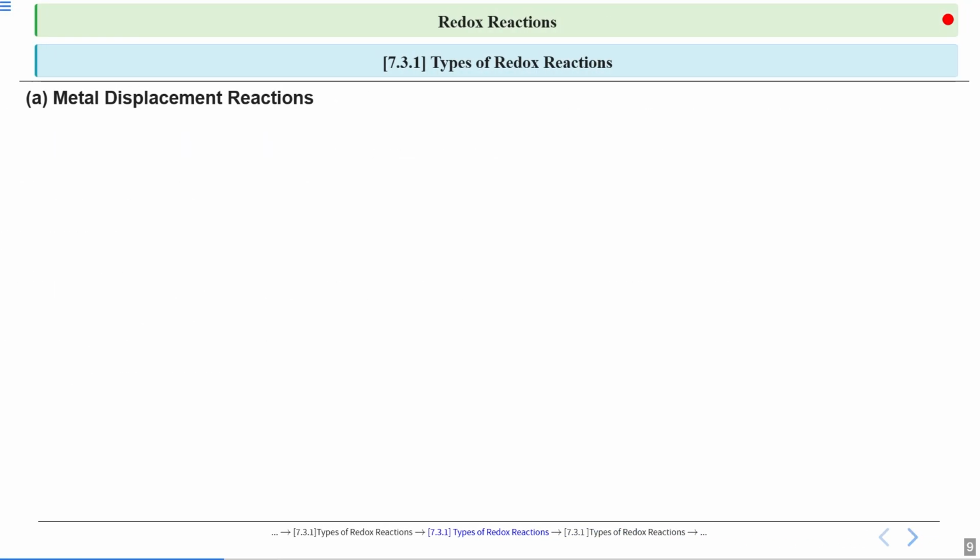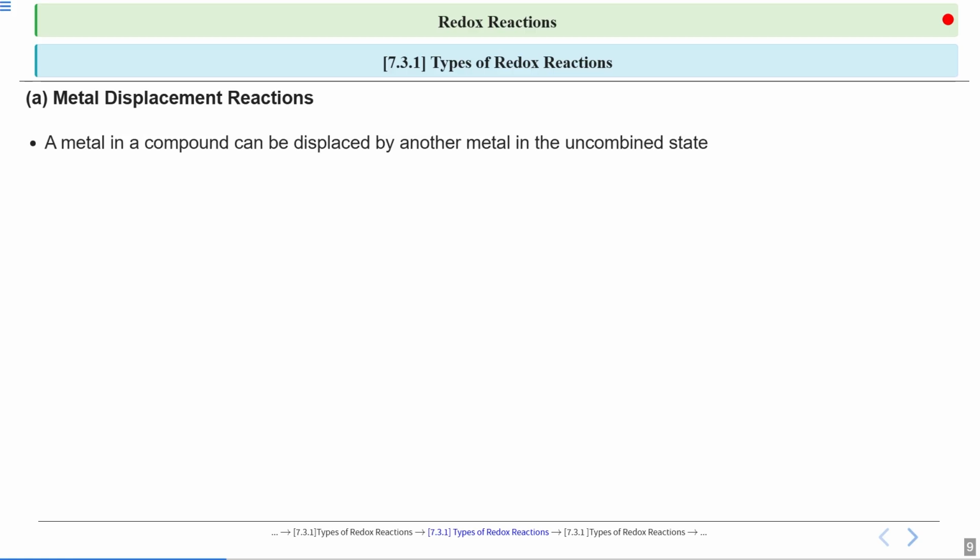Metal displacement reaction. In a metal displacement reaction, a metal in a compound can be displaced by another metal in the uncombined state. We have already discussed many reactions about metal displacement, but at that time you didn't know about this term. So now we will again consider those examples and understand the metal displacement reaction. What happens in this reaction? The more reactive metal would displace a less reactive metal from its solution.